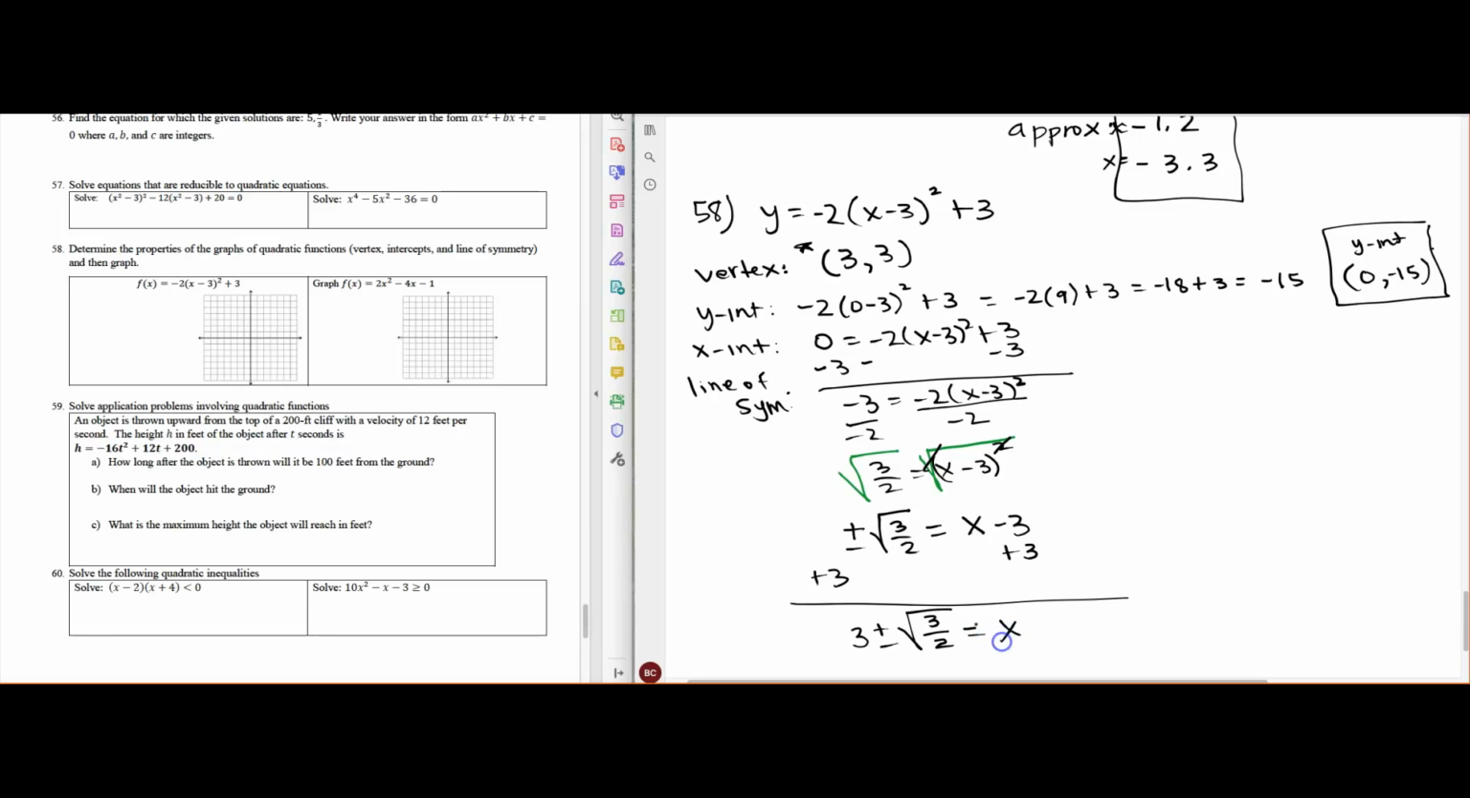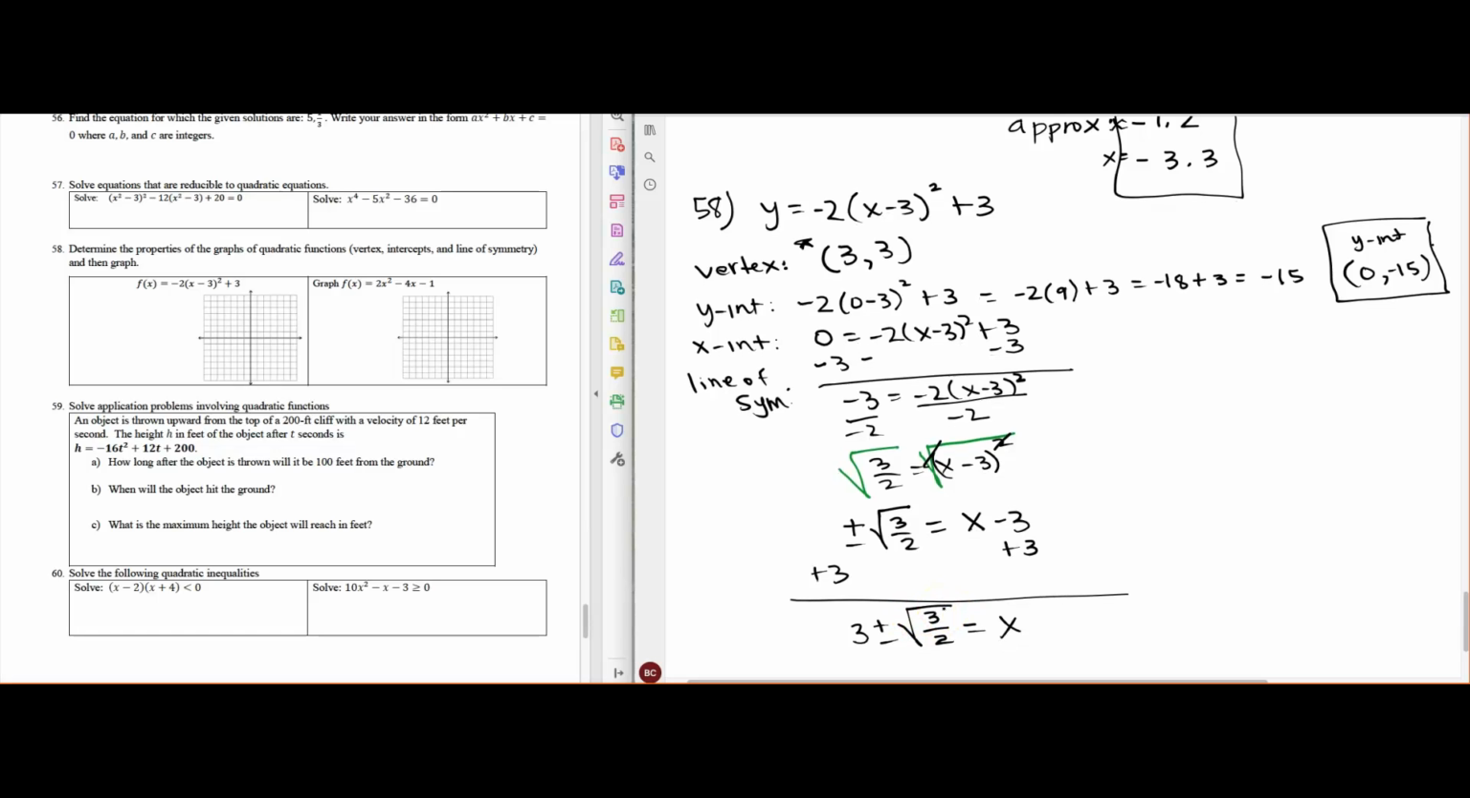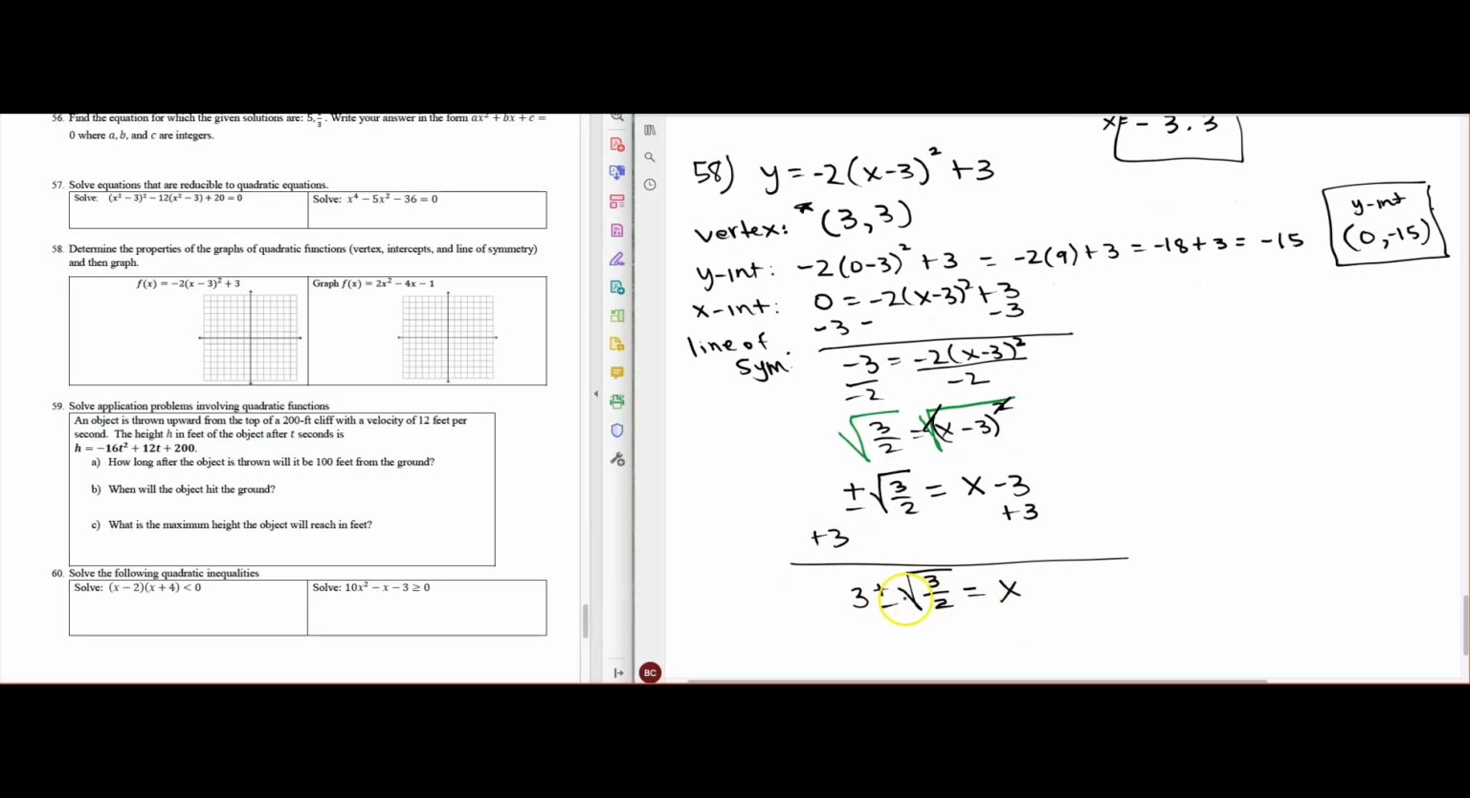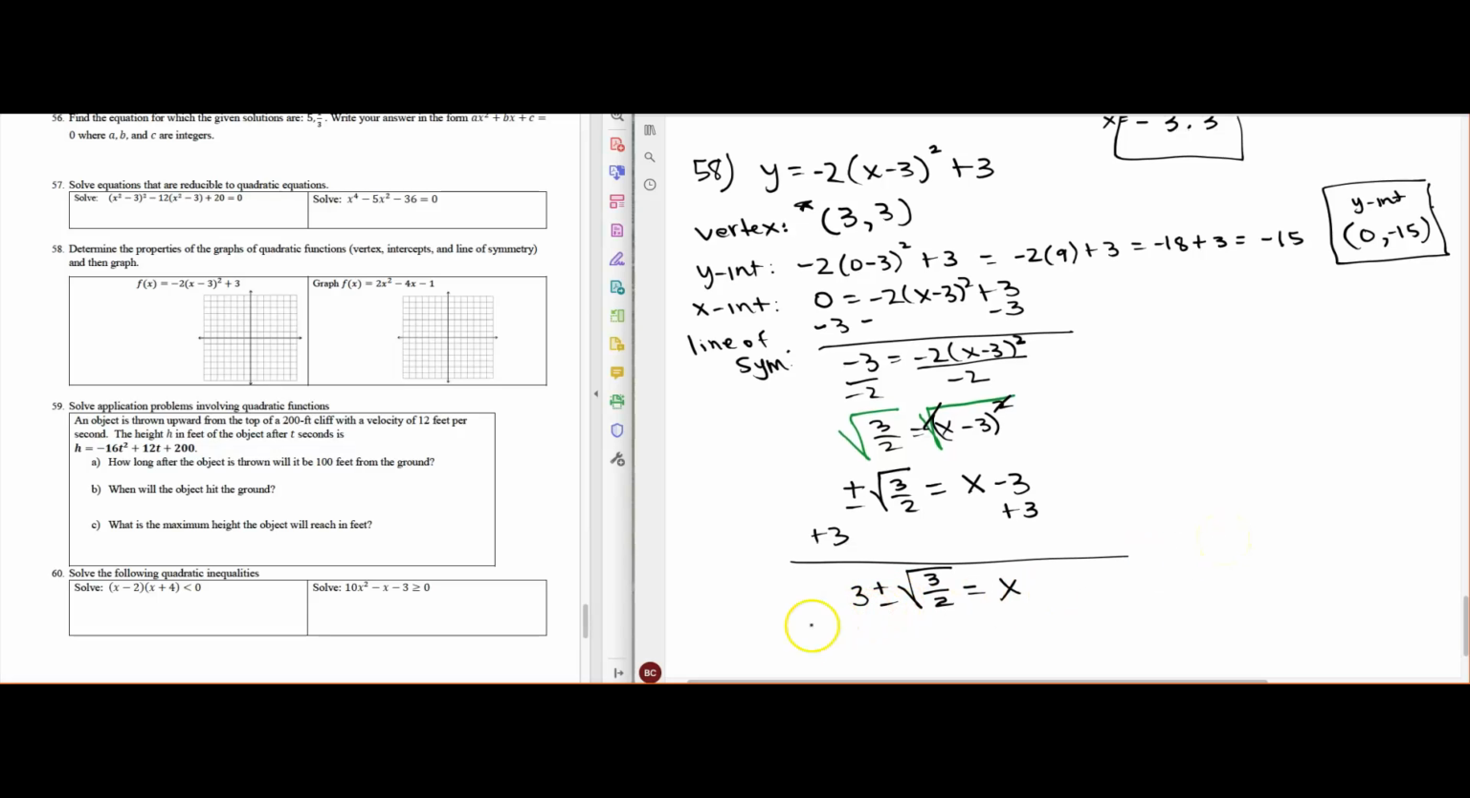Make sure, on here it doesn't say how to write your answers, but on the test it would tell you whether it wants it in this exact form or whether you need to change it to a decimal form. Okay, those would be your x-intercepts there.